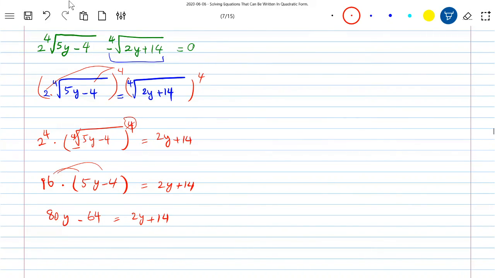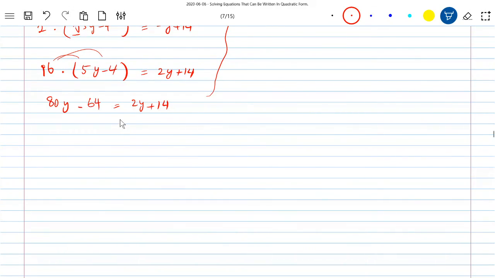Okay, it's a linear equation. Move everything to one side. Actually, let me continue down there so we can check our solution later. So here's 80y, I'll subtract 2y from both sides and add 64 to both sides. What we get is 78y equals, these 2 will cancel out, these 2 will cancel out, 64 and this is 78 as well. Oh, this looks correct already. y equals 1. So let's check our solution.